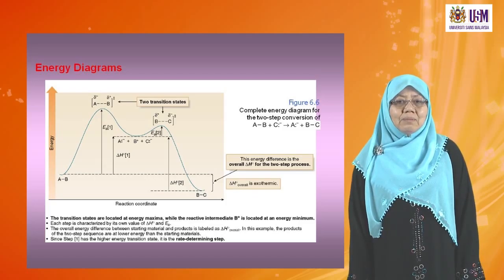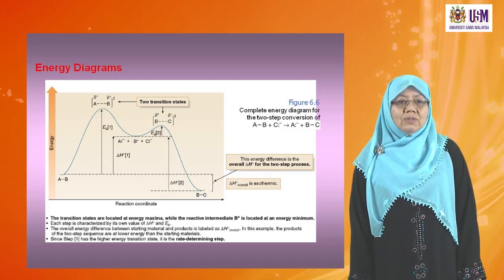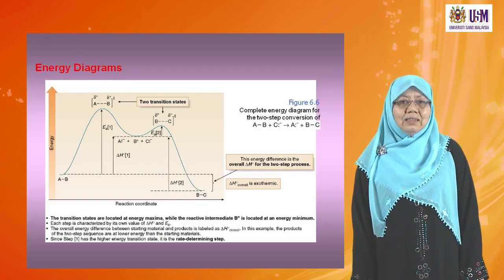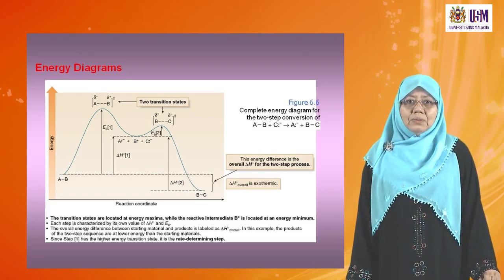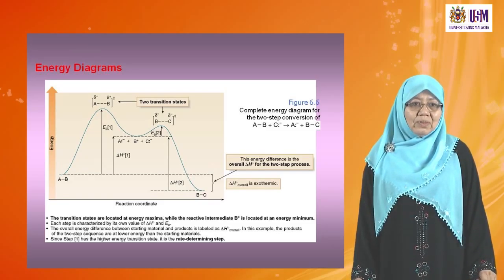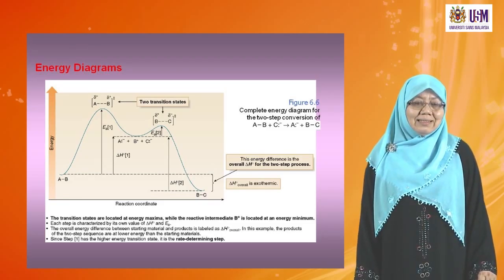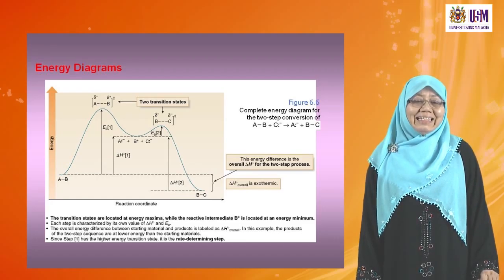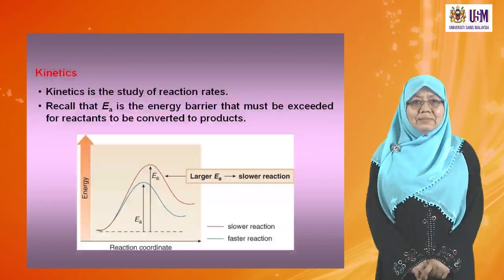In this example, the products of the two-step sequence are at lower energy than the starting materials. So the delta H naught overall for this reaction is exothermic. Since step 1 has the higher energy transition state, it is the rate determining step for this reaction.